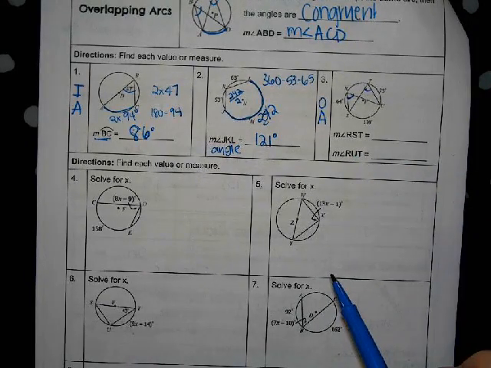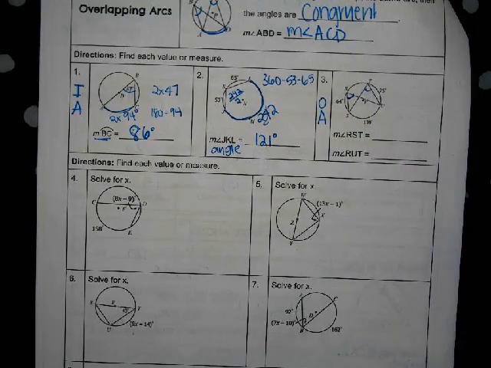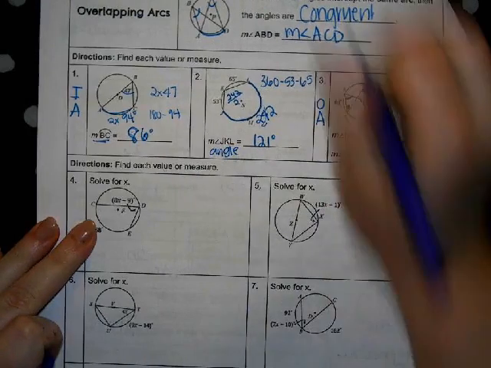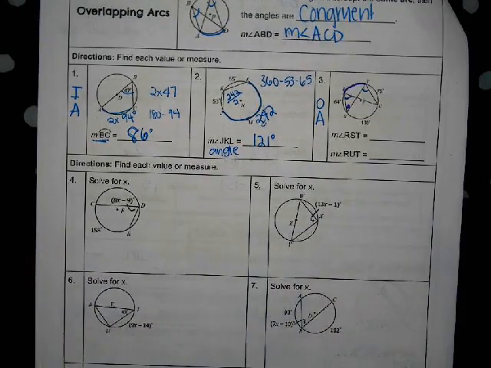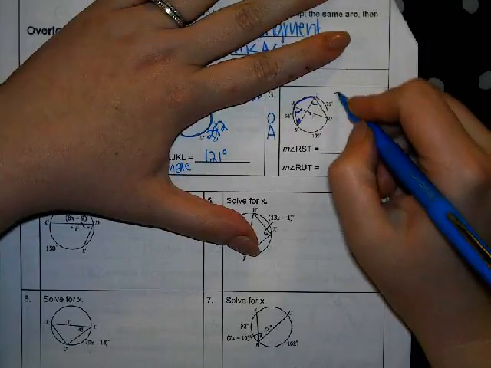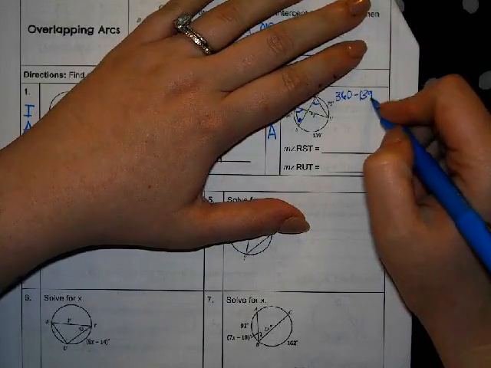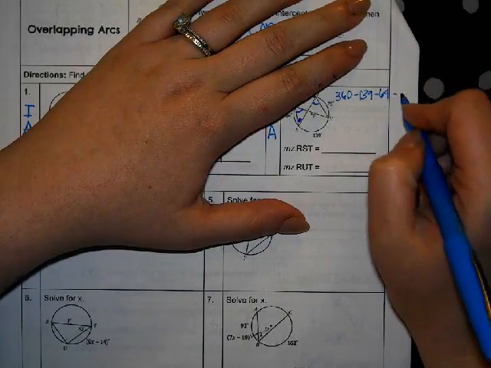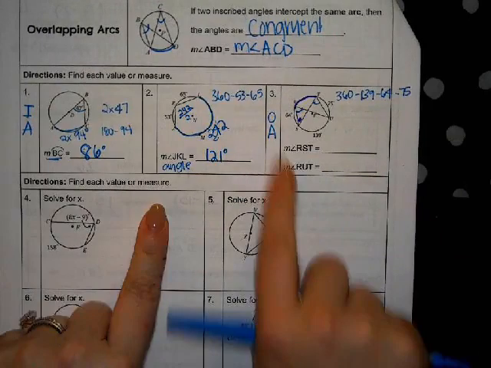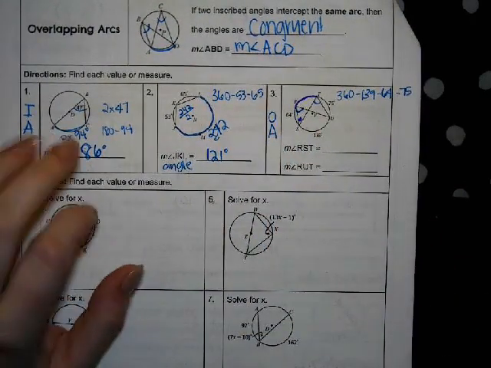So in order to figure out RST, let me mark it first. In order to figure out RST, that's this one, I need to figure out this arc here, RT. In order to do that, I'm going to do 360 minus 139 minus 64 minus 75. That is just all of the arcs along the side that I have left. That gives me 82 degrees.